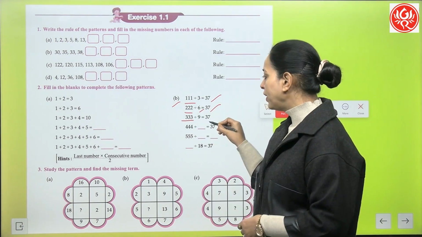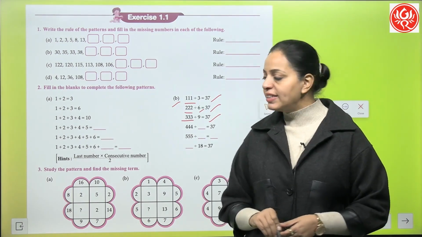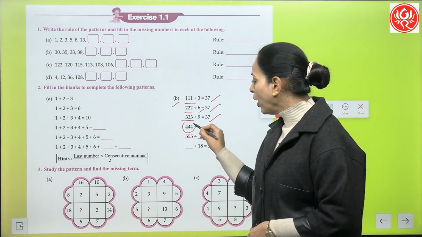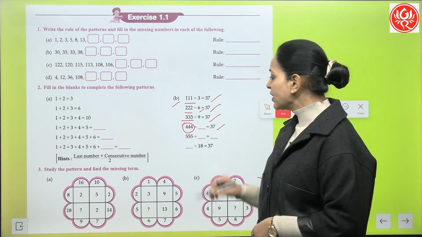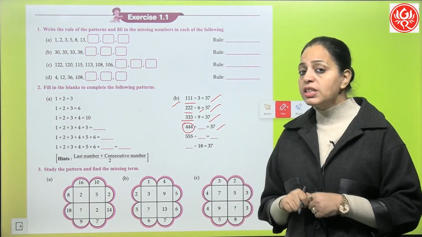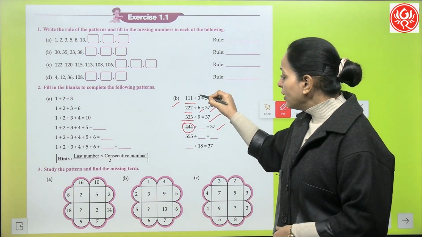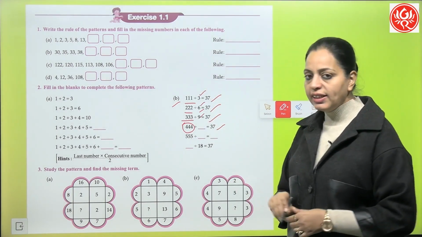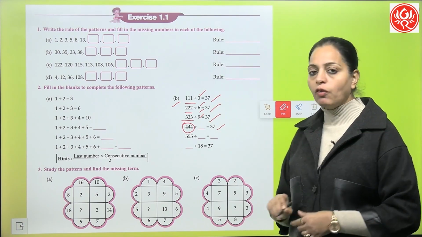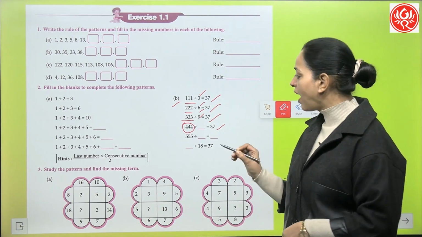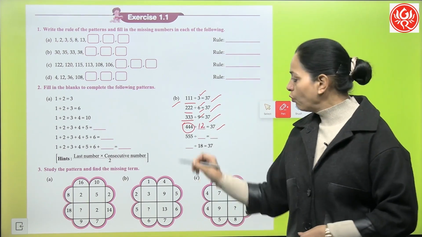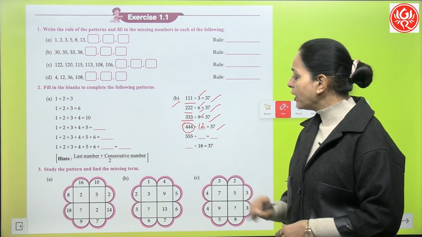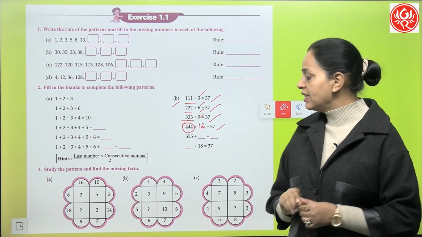333 divided by 9, that is 37. And 444 divided by which number? Answer is 37. So see what we are getting. 3, 6, 9. These are the multiples of 3. 3, 6, 9. The next multiple is 12. So 444 divided by 12, you will get 37.